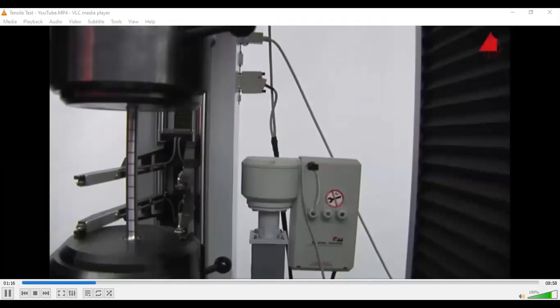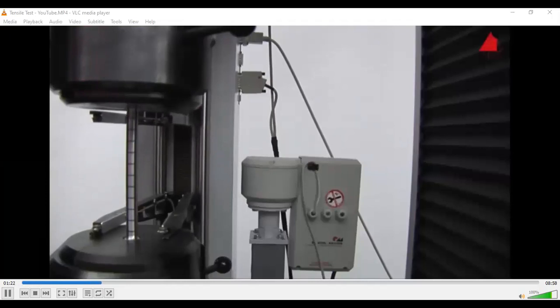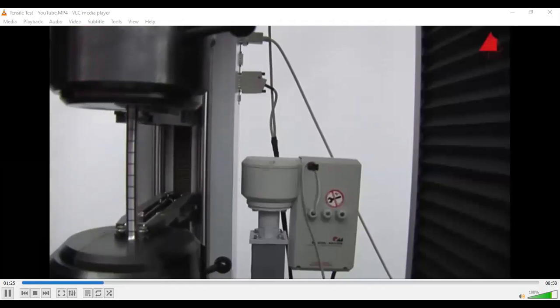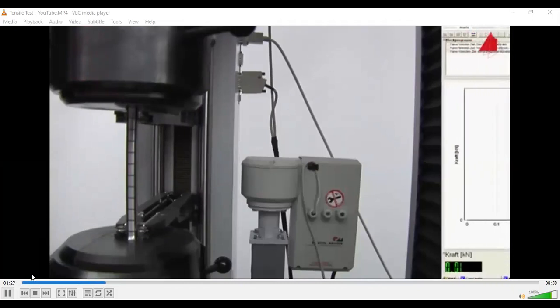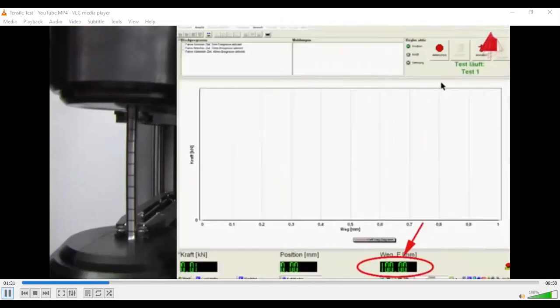Ready. The test starts and the extensometer's sensor arms are carefully pressed onto the test piece. This way, the gauge length can be measured throughout the whole tensile test. The gauge length is displayed at the bottom right-hand corner of the screen. At the beginning, it amounts to 100 millimeters. During the tensile test, the test piece is slowly and constantly elongated with a standardized speed.